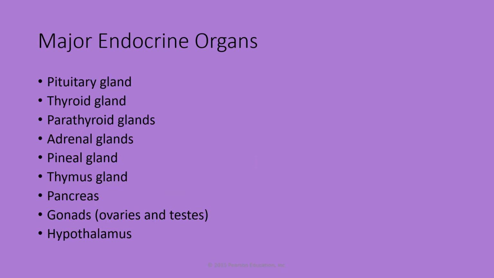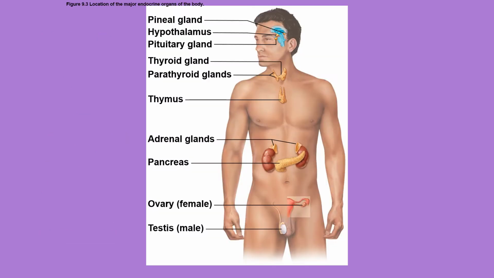The major endocrine glands include the pituitary gland, the thyroid gland, the parathyroid gland, adrenal glands, pineal gland, thymus gland, the pancreas, the gonads, which include the ovaries and the testes, and the hypothalamus.